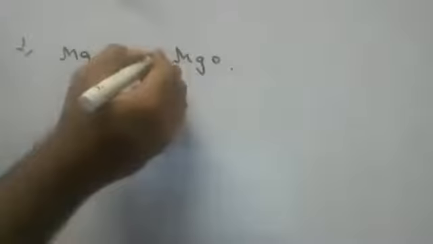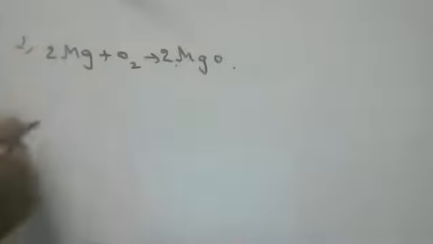Please see here. Next one. What is the question? Magnesium reacts with oxygen to form magnesium oxide. Magnesium plus oxygen reacts to form magnesium oxide. Simple combination reaction, children.